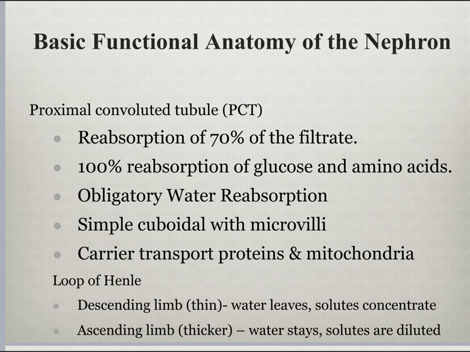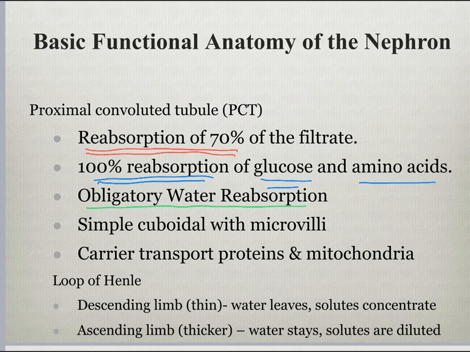So on the PCT, what's occurring? We're getting reabsorption of 70% of that filtrate that was just made through the glomerulus. We are getting 100% reabsorption of glucose, and this is what we said in our previous tables, and our amino acids. We are doing this under obligatory water reabsorption. There's our process. As far as the arrangement, we get simple cuboidal epithelium with microvilli. That's what's going to allow us to reabsorb. We utilize carrier transport proteins and mitochondria to help us move other things, ions, in and out of the cell.